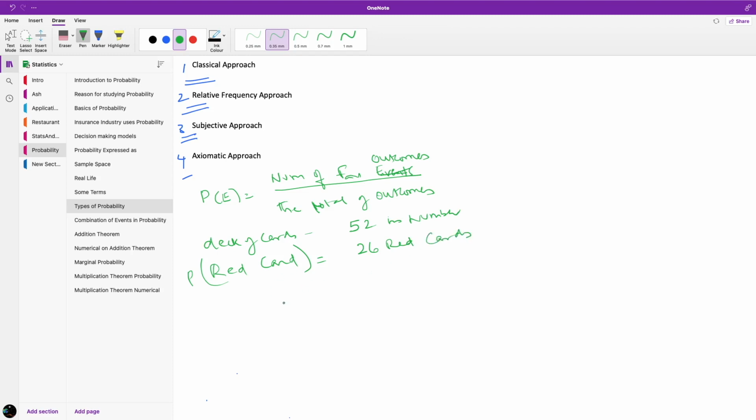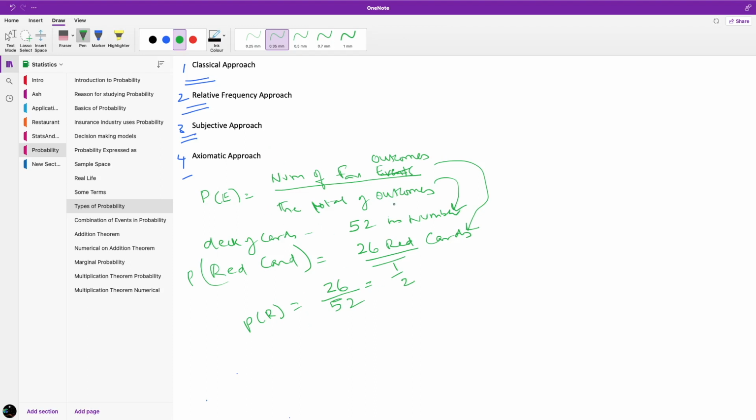So the probability of getting a red card is the number of favorable outcomes, 26, over the total number of outcomes, 52. So when we draw a card, the favorable number of red cards is 26 and the total number of cards is 52. So the probability of getting a red card, P of R, is 26 over 52 or 1 by 2.